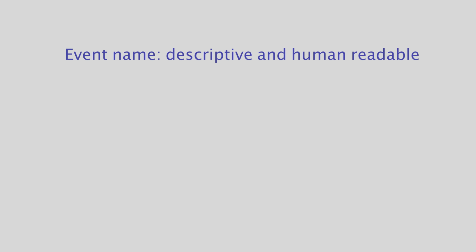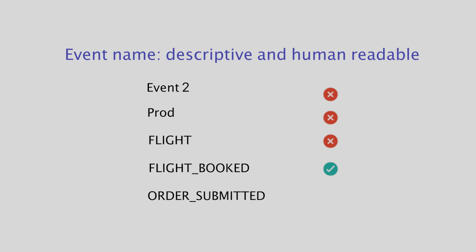We recommend the event name to be more descriptive, human readable for everyone in your team to understand the meaning of the event. Vague or abstract names like event 2, prod, flight should be avoided. Instead, focus on unique and understandable names like flight booked or submitted.